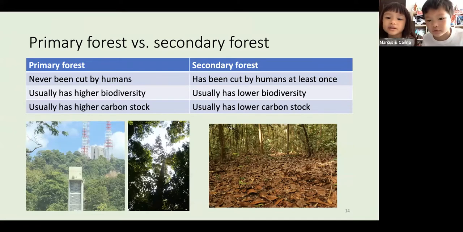Actually, we grew some plants outside in the garden. No, not the garden, but the balcony.